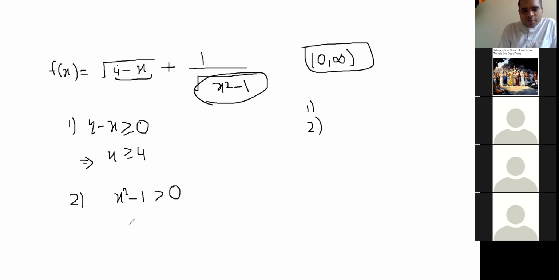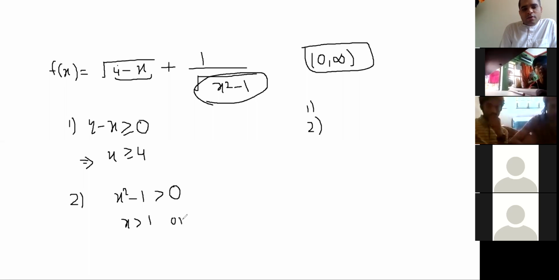So from here what do you get? From here you get that x is greater than 1 or x is less than -1.